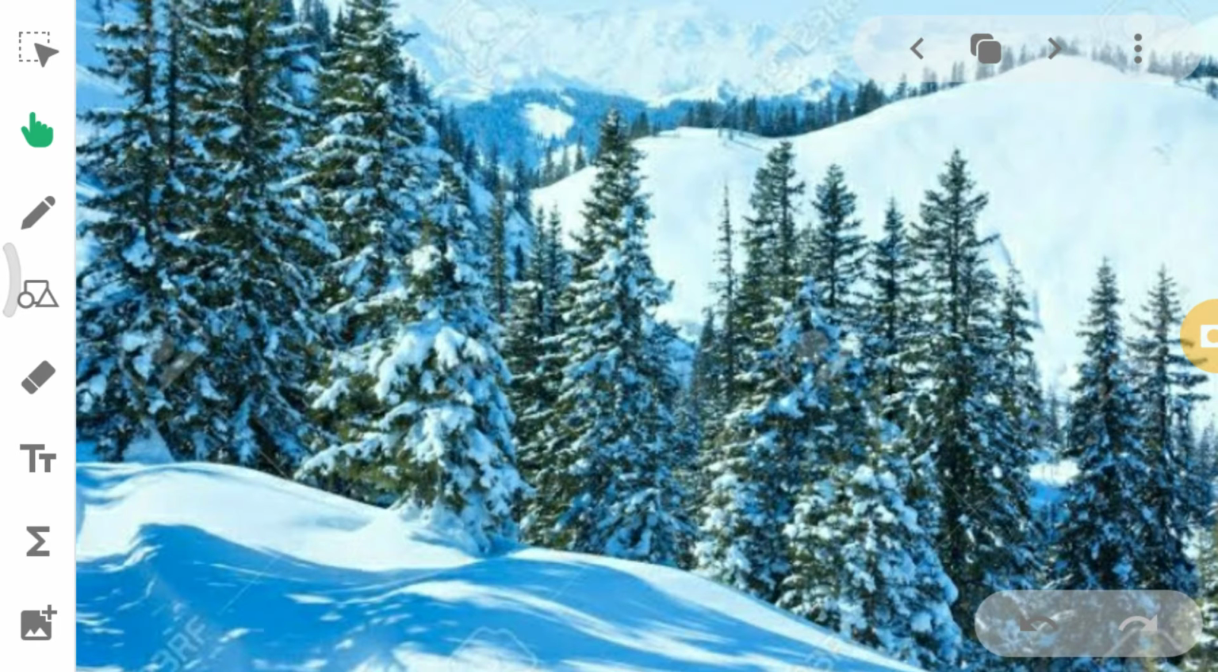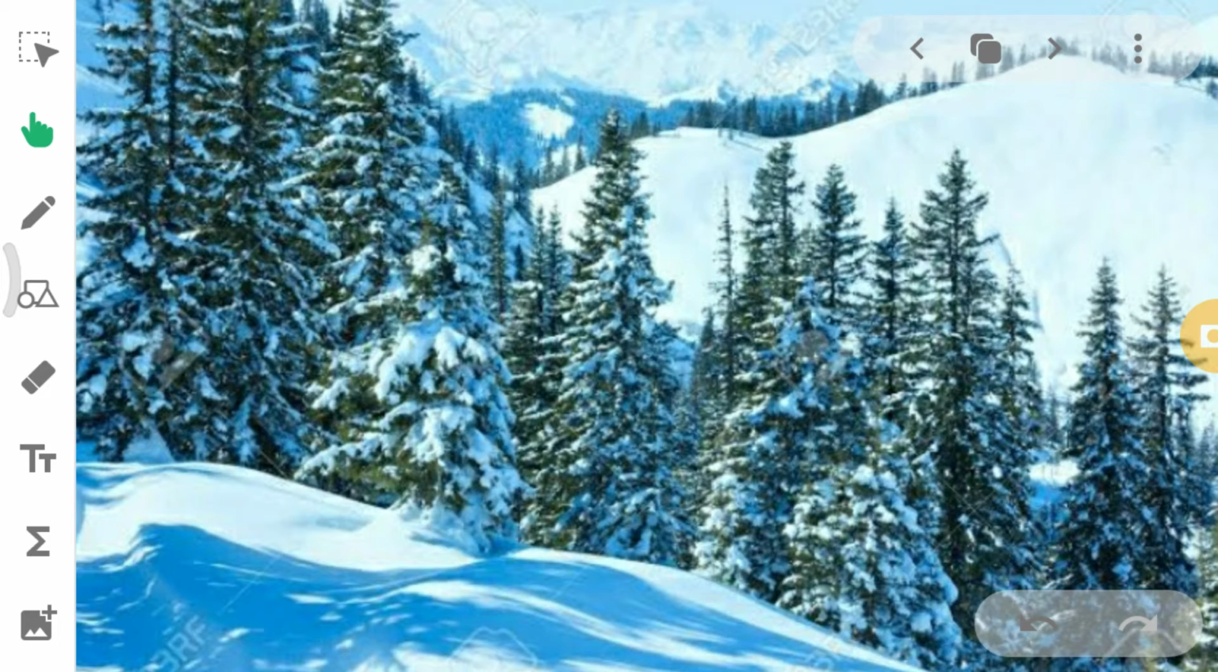Now coming to the mountain regions. These mountain regions are normally very cold and windy. In some areas, snowfall may take place in winters. There is a large variety of plants and animals living in these mountain regions.